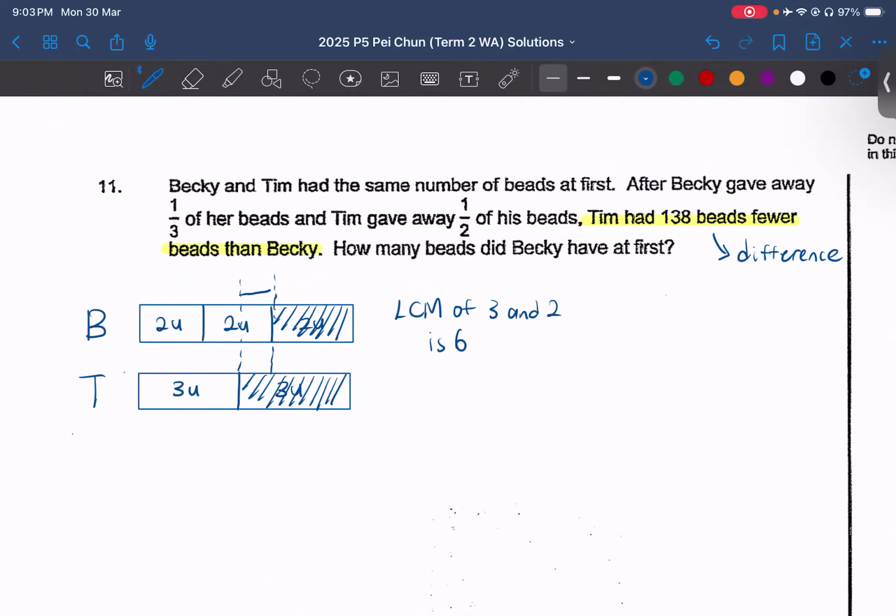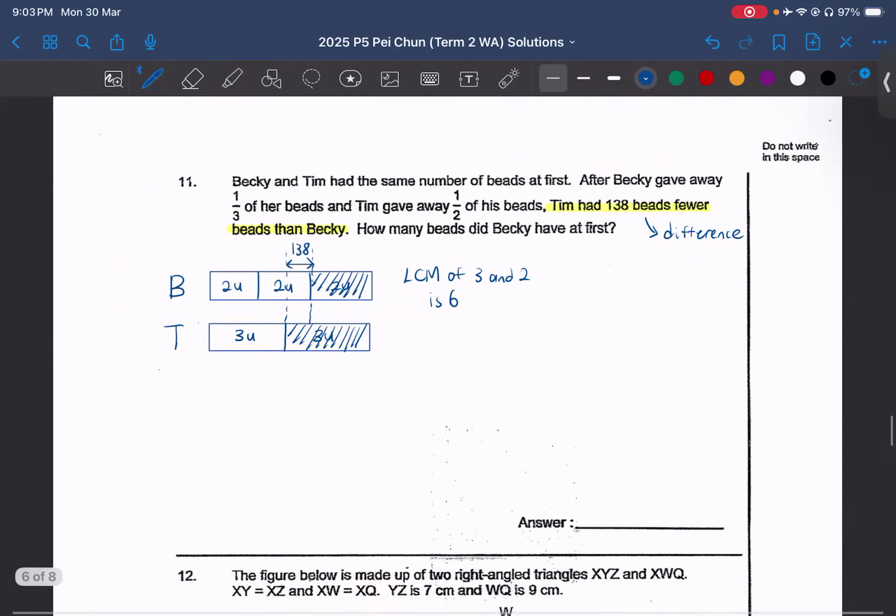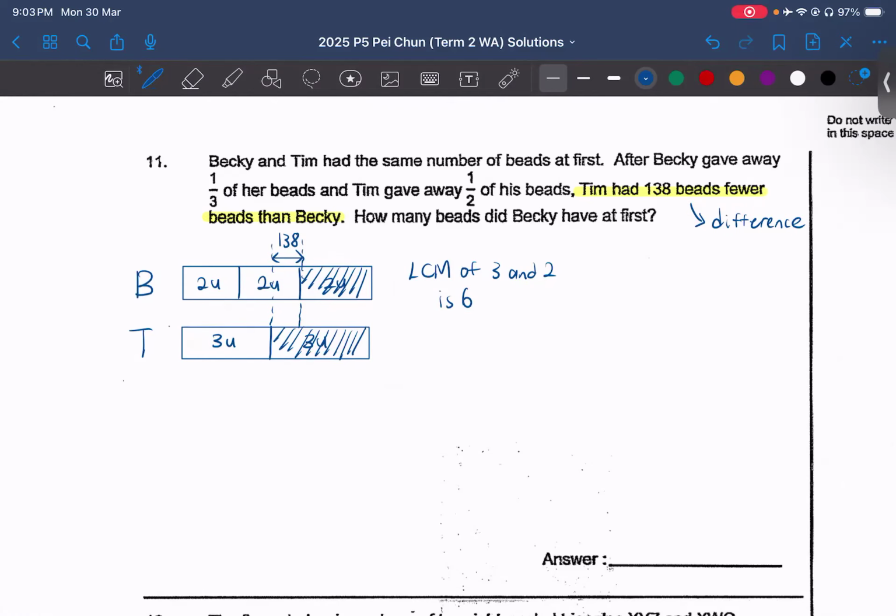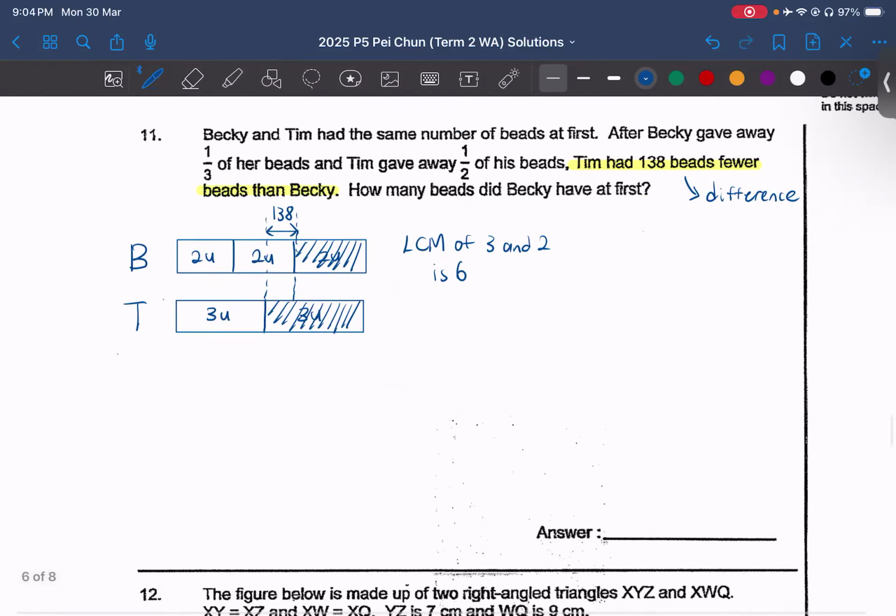Which is actually 138. Okay, in this case, we know our difference is 138. So we find the difference in terms of the units. What Becky had left is actually 4 units, and what Tim had left is 3 units. So the difference in the units would be 4 units minus 3 units, which is 1 unit. And in this case, my 1 unit will represent my difference of 138.